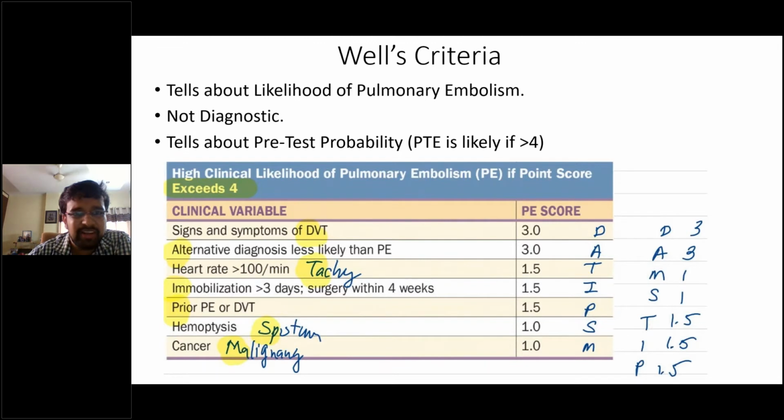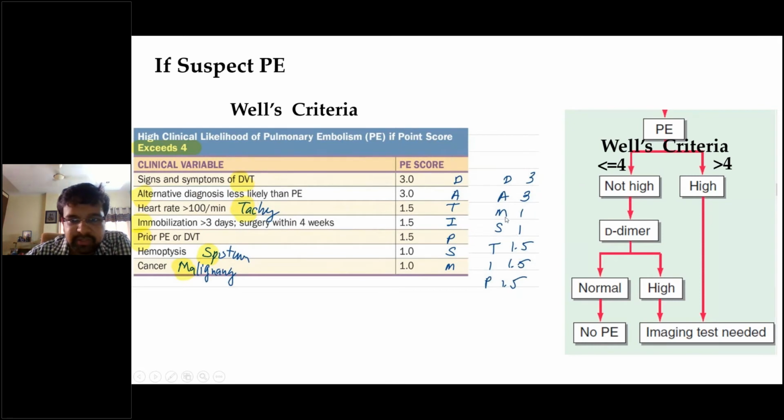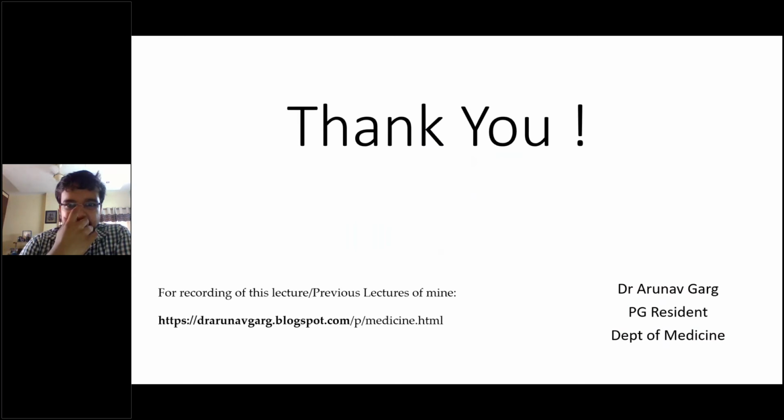And finally we have the Wells criteria. Wells criteria is very important and gives us the pretest probability. ठीक है? Mnemonic DAMS tip है. And the approach is very important. If more than 4, you can directly go for imaging test. If less than or equal to 4, you can do D-dimers, and if D-dimers are high, you can do an imaging test.